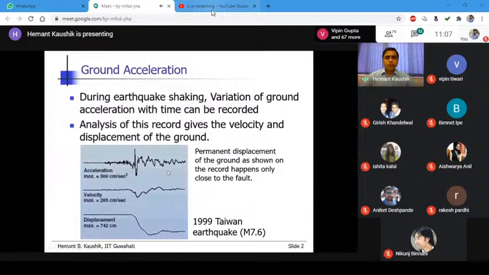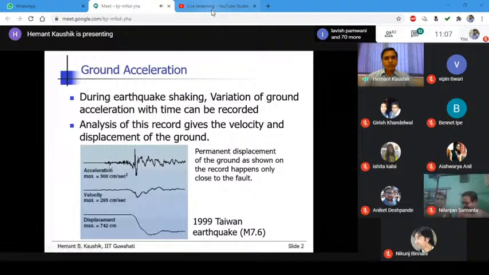Now, if you want to understand how much the velocity was during the earthquake ground shaking, and how much the displacement of the ground was, then you can use this record and convert it into a velocity time history, and then convert the velocity time history to the displacement time history. This is the real ground motion recorded during the 1999 Taiwan earthquake, which had a magnitude of 7.6.